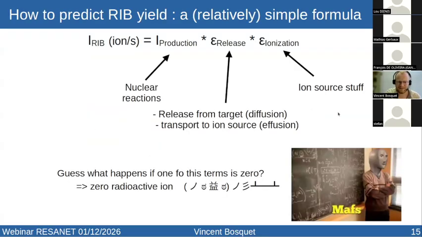So how to predict radioactive ion beam yield? There's a relatively simple formula. The radioactive ion beam intensity is equal to the production inside the target times the release efficiency times the ionization efficiency. The production part involves nuclear reactions. The release part involves release from the target and transport to the ion source. And the ionization involves ion source physics. And so guess what happens if one of these terms is zero? Well, we all have PhDs here. You get zero radioactive ions. So 0 times something equals 0. Yeah, math.